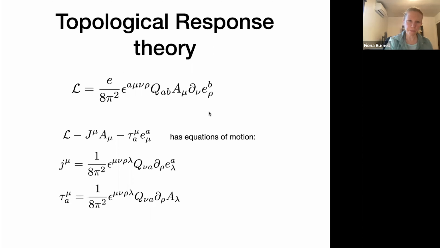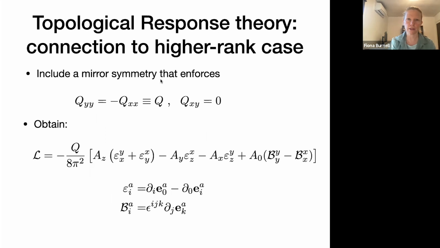Good. So we can write down this topological response action. And now this looks kind of like a mixed Chern-Simons term between the electromagnetic gauge field and these lattice gauge fields. And again, if we just take this and add sources, our equations of motion give us back exactly the response that we got from the Kubo formula, which is a very concrete and standard way of calculating responses. So this is telling us something that we should take seriously.